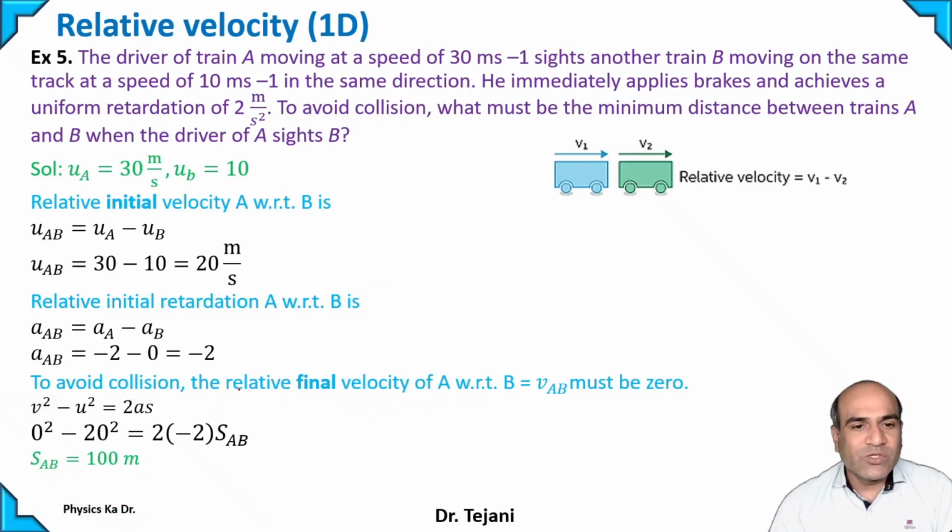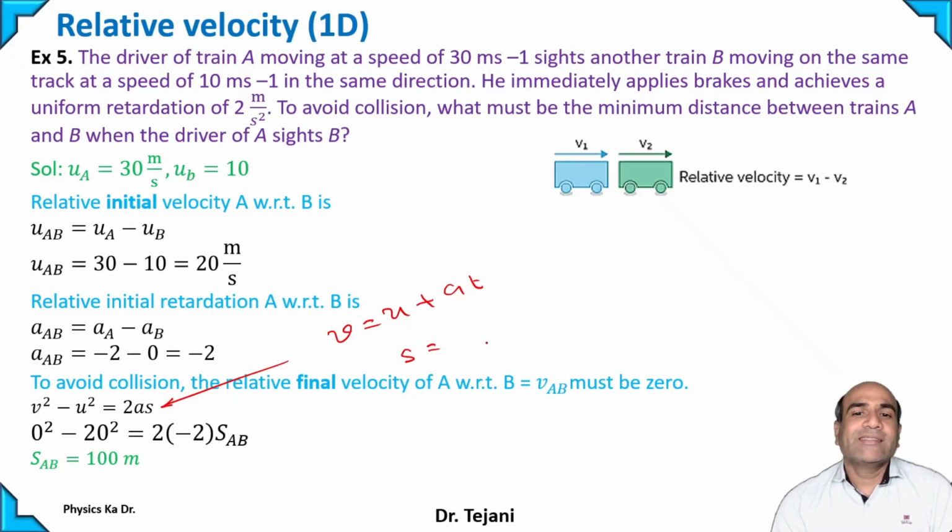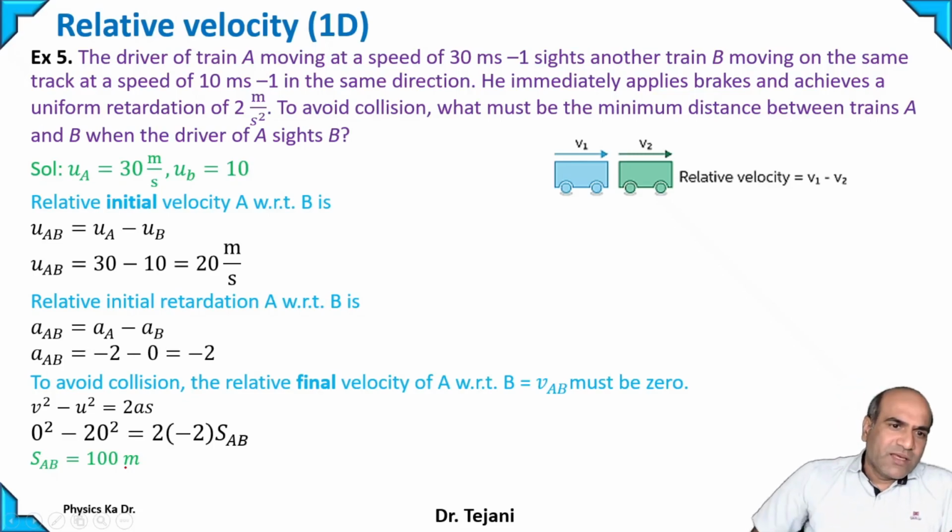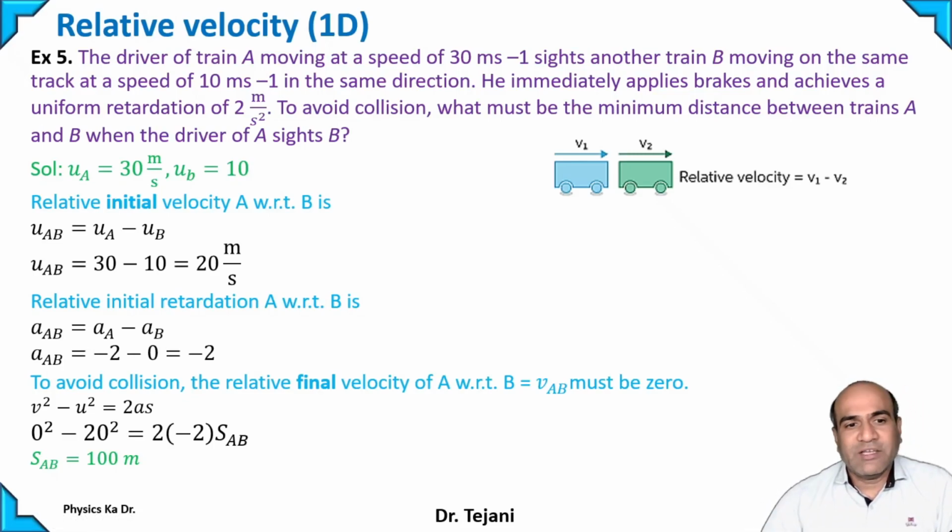Similar example you can use by using these equations. We already have another equation, V is equal to U plus AT, S is equal to one more equation. What was the equation? Tell me. So by using those three equations of motion you can also solve the similar example, but relative velocity is somewhat easier compared to that. So both can be used. Solve this by using the three equations of motion, and comment me your answer.